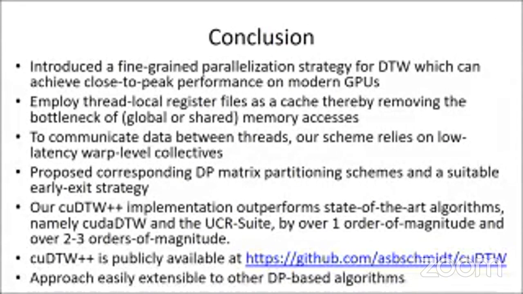We employ thread local register files as a cache, which removes the bottleneck of previous implementations which use shared memory, for example. And data is communicated through low latency warp level collectives. We propose a partitioning scheme and an early exit strategy for subsequence search. And we can outperform state-of-the-art algorithms on the GPU by 1 order of magnitude and on the CPU by 2 to 3 orders of magnitude.